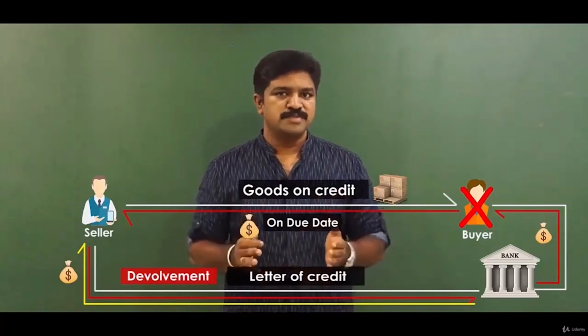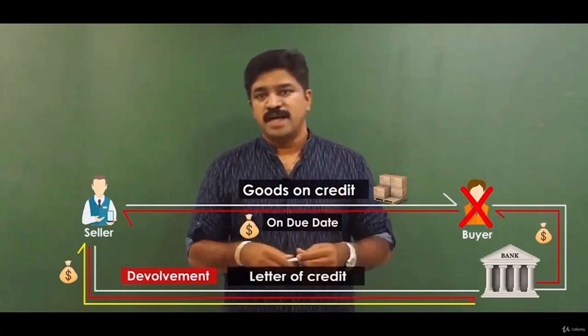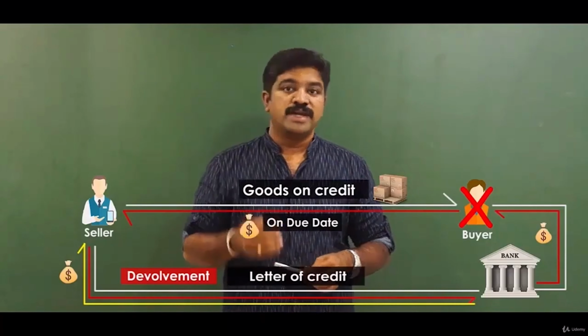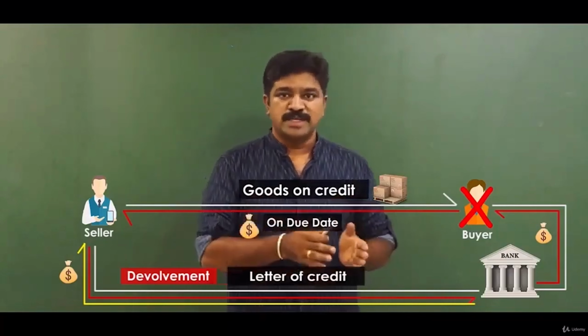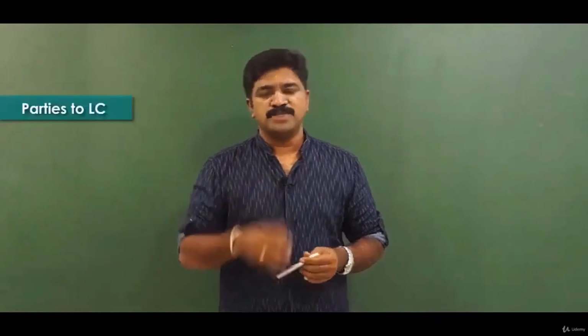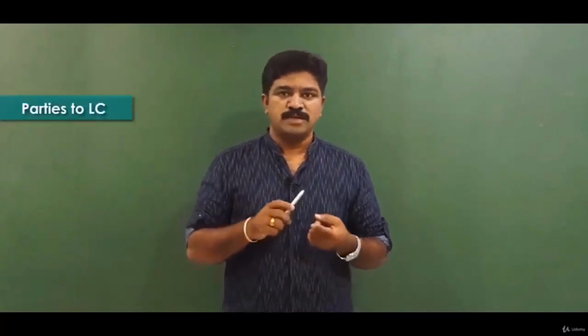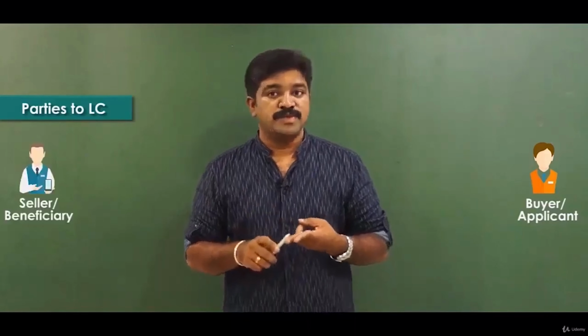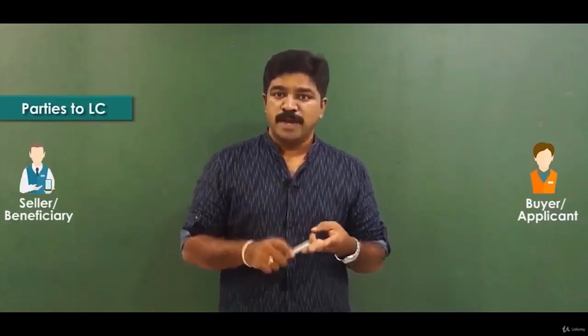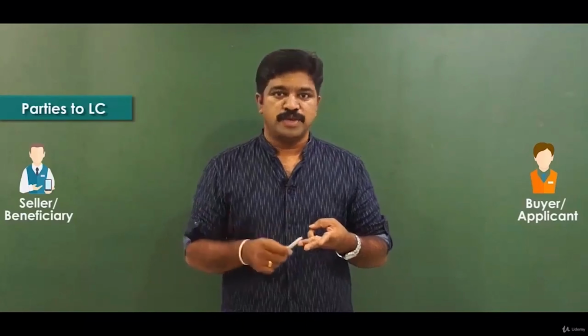So this mechanism is nothing but the LC mechanism, and it promotes trade. It helps various transactions to take place. Okay, so this is about LC. And who are the parties generally involved in LC? Number 1, the buyer, we call him the applicant. 2, the seller, we call him the beneficiary. And number 3 is the bank of the buyer, that is the LC issuing bank.